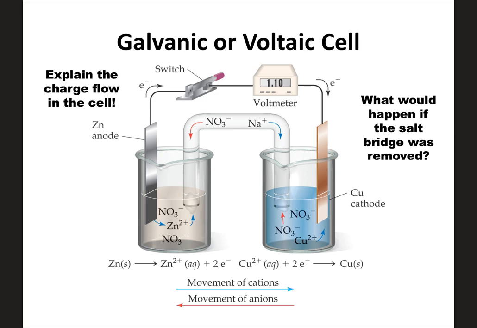Now we know that the anode is where the loss of electrons is taking place, and the cathode is where reduction, the gaining of electrons, takes place. So immediately you know the electrons are going to be flowing from the anode to the cathode.